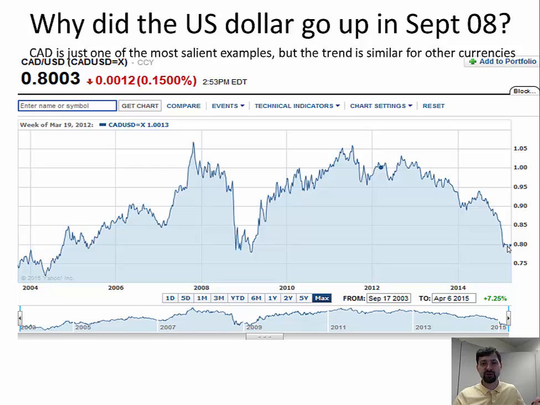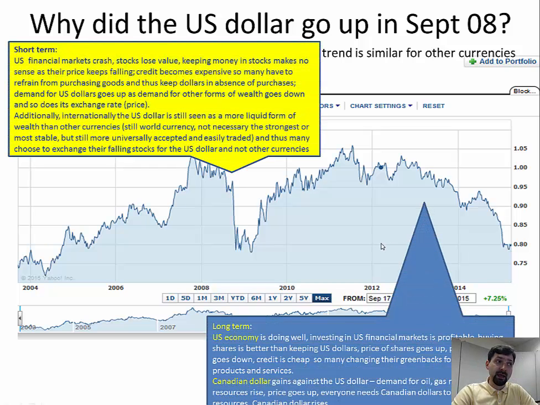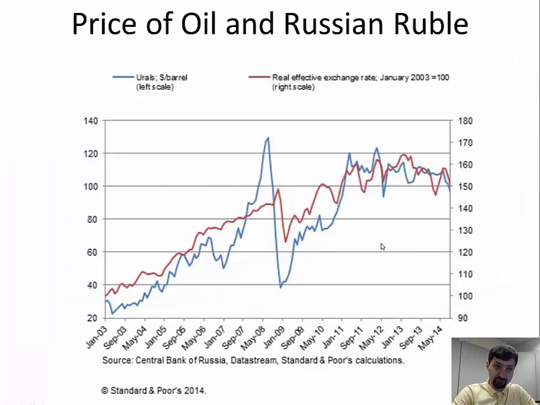And so as a result, the demand for Canadian dollar went down, so the price of Canadian dollar went down as well. And when you look at the Russian ruble, that sort of trend is even more obvious. Here I have a graph that illustrates the dynamics of the exchange rate of the Russian ruble against all major currencies versus the price of oil on the international markets. And as you can see, the two graphs are almost identical.